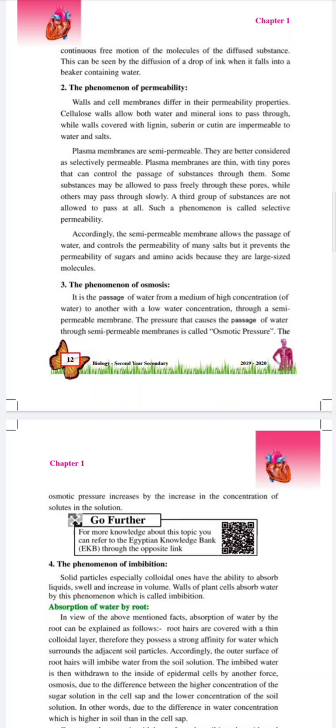Number 3, osmosis. What's the meaning of osmosis? It is the diffusion of water molecules from high concentration to low concentration, but through a semi-permeable membrane. We must have a membrane so the water or the salts can pass through it. This diffusion of water causes a type of pressure. We call it osmotic pressure.